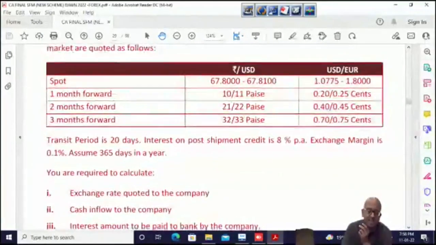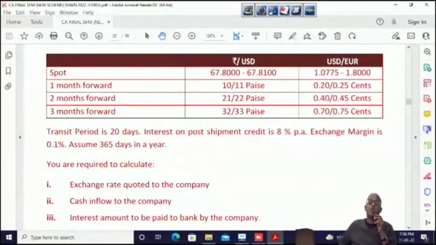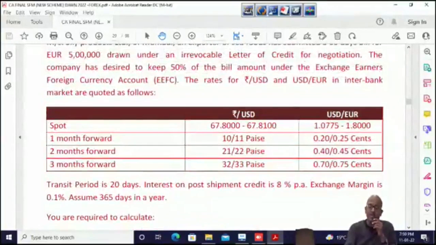Now, why did I say that the solution is completely wrong? Let's talk common sense about it. In real life, if you are listening to me properly, negotiation of a bill always takes place at the spot rate. A spot rate is 67.8 into 1.0775. Can you see that? 67.8. People are not listening now. They keep writing their own stuff because they want to become typing champion. Please continue. 67.8 into 1.0775.